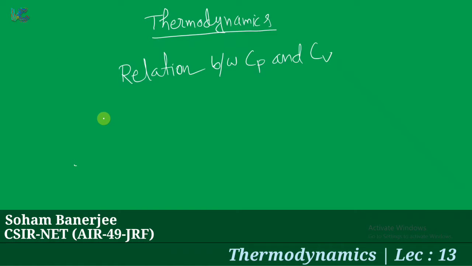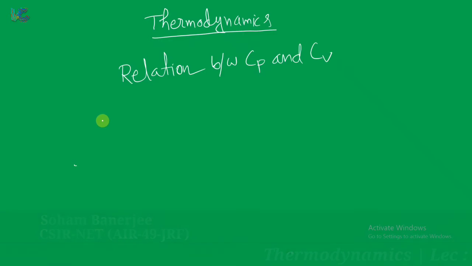In this lecture, we will continue our discussion on the relation between heat capacities. In our previous class, we derived some relations between the heat capacity at constant pressure and the heat capacity at constant volume. Now we will derive further relations between Cp and Cv. That means we will derive more relations between heat capacities.